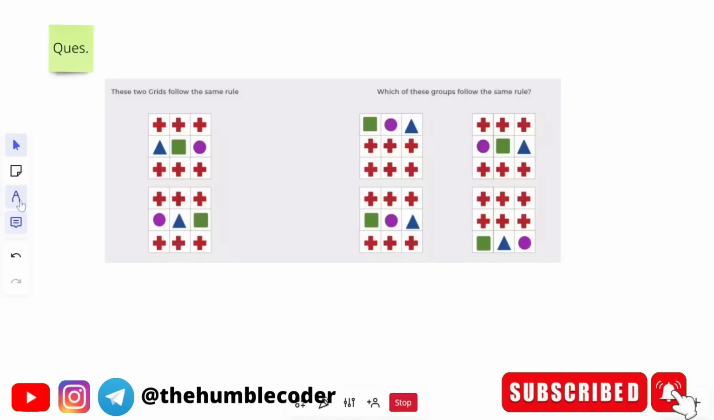Let's look at this question. So what we are told is, I'll tell you what the question is. First, we are told these two grids follow the same rule. Basically, this grid and this grid follow the same rule. We have to understand the pattern, and then we are asked a question based on that. Which of these groups follow the same rule that was followed in the given two images?